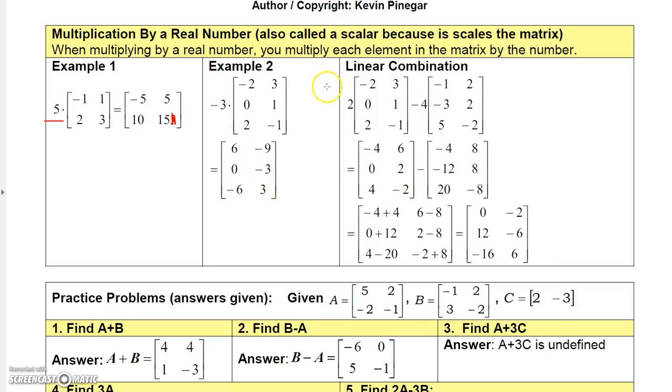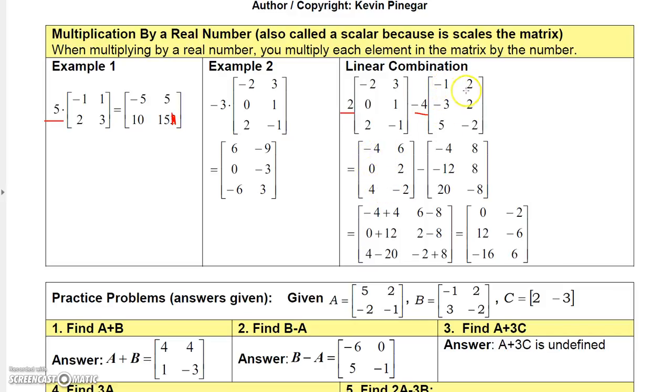Now you can combine these two operations. You could do an operation where you add or subtract a linear combination of two matrices. So I could say 2 times this matrix minus 4 times this matrix. And as long as 2 times this matrix and 4 times this matrix are the same size, which they will be, then you can do that operation. So first I'll multiply everything here by 2, and we already know how to do that, so let's just say I did. I multiply everything here by 2 and I get this matrix.